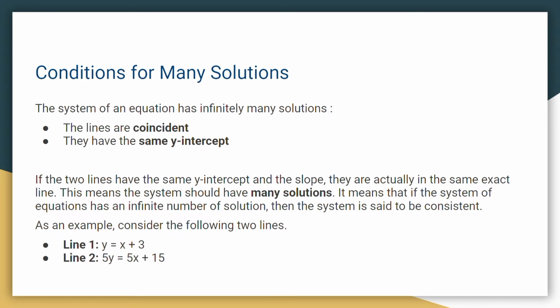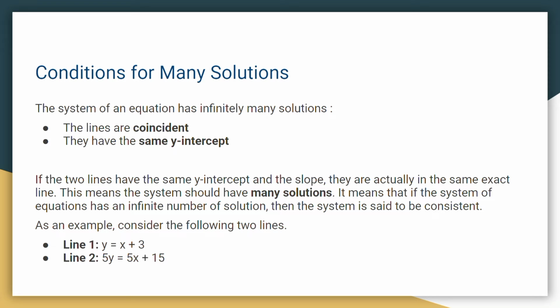An equation can have infinitely many solutions when it satisfies some conditions. The system of equations has infinitely many solutions when the lines are coincident and they have the same y-intercept. If the two lines have the same y-intercept and the slope, they are actually the same exact line. This means the system has many solutions. It means that if a system of equations has an infinite number of solutions, then the system is said to be consistent.